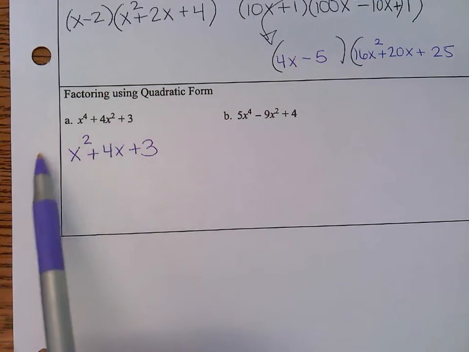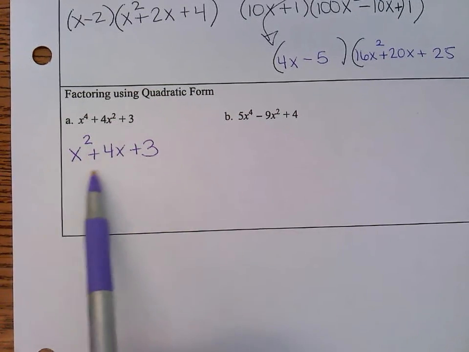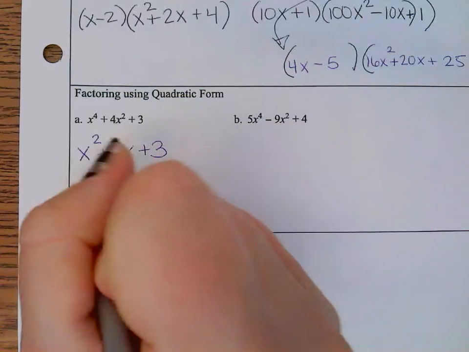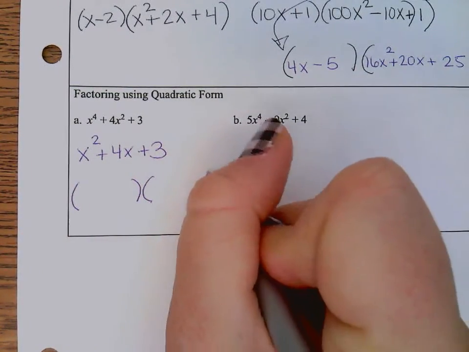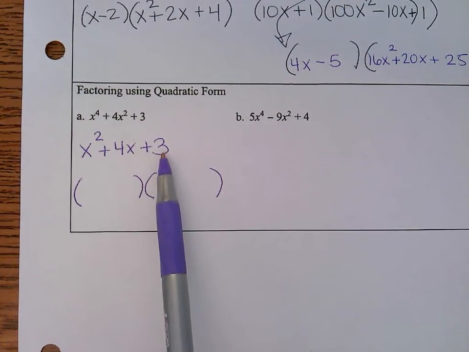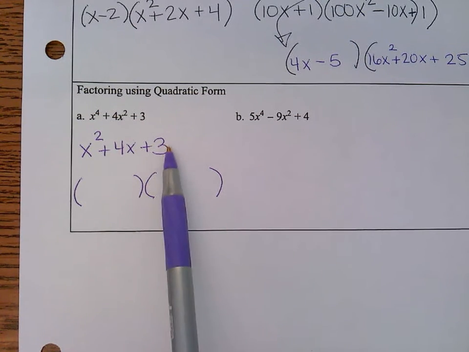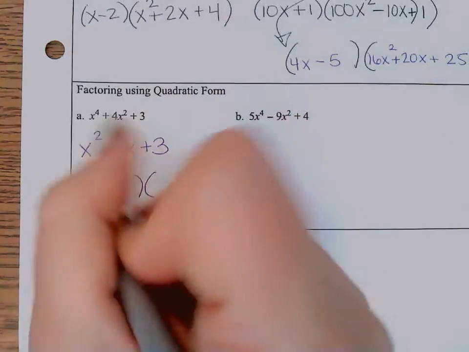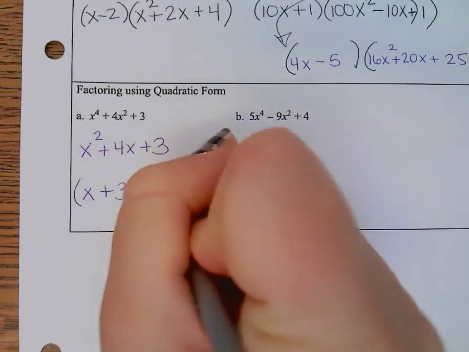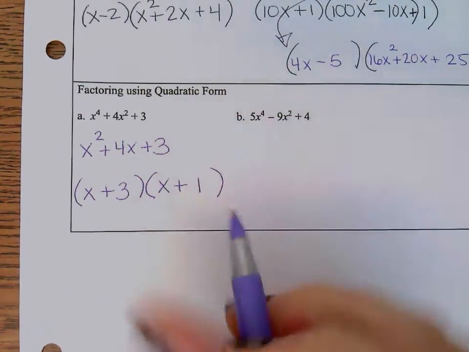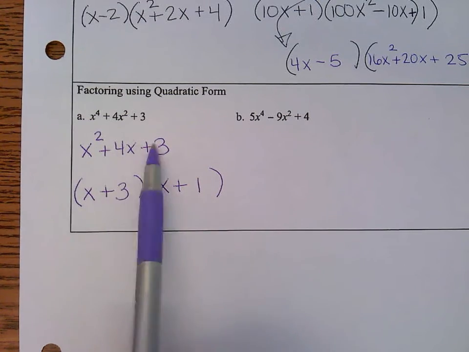You could just think of it as, if this was just a quadratic function, I would factor it using the diamond method, right? What are the factors of 3 that add up to positive 4? That'd be 3 and 1, right? So x plus 3, x plus 1 are the factors of that quadratic.